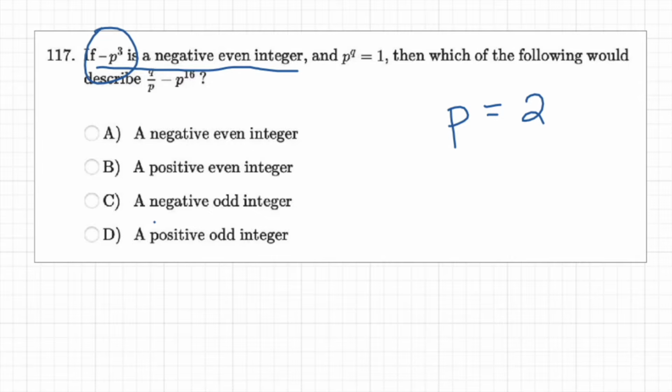Then let's look at the second part of the question, where it says p to the power of q equals 1. Now, if we plugged in a 1 for p, we could pick anything for q and it would work. But remember, we can't plug in a 1 for p because it wouldn't give us a negative even integer. So we have to come up with a value for q that's going to give us a 1 when we raise 2 to the power of q.